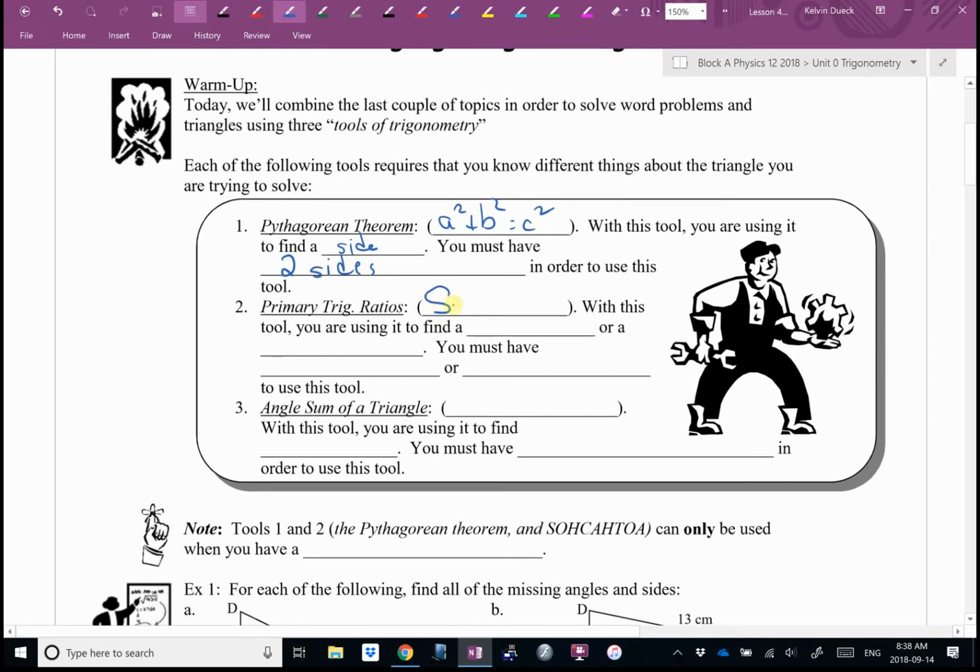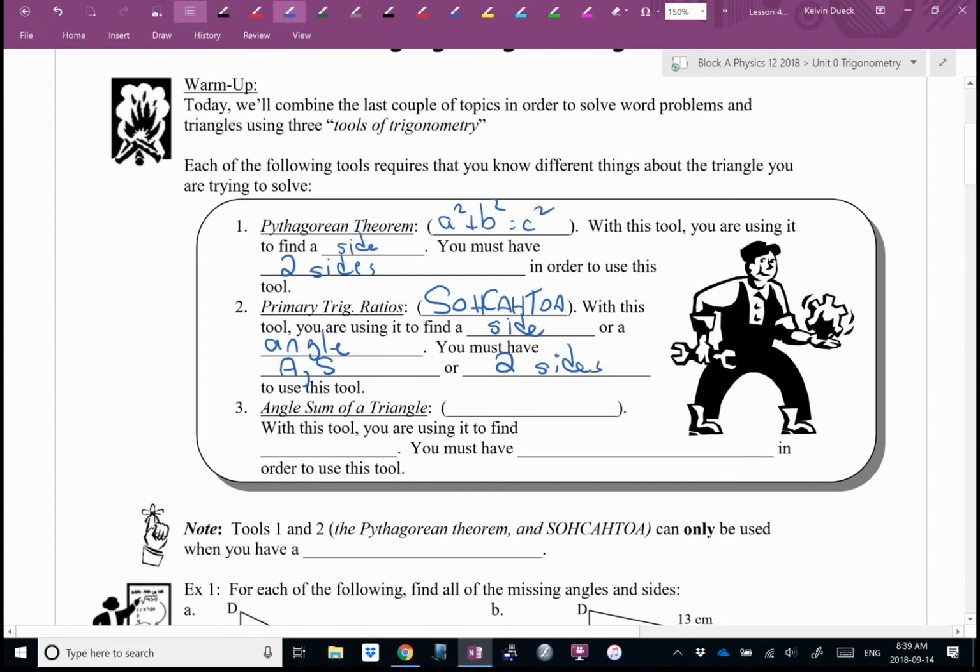Primary trig ratios. SOHCAHTOA. You can use this to find a side or an angle. Right? To use this, if you want to find one side, you need an angle and a side. I'll go A, S as an abbreviation. If you want to find an angle, you need two sides.